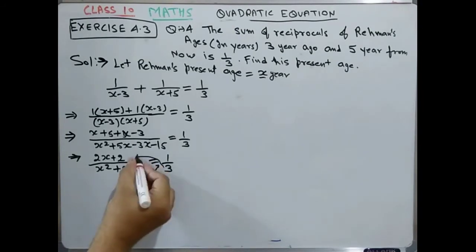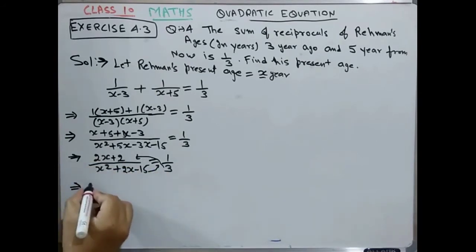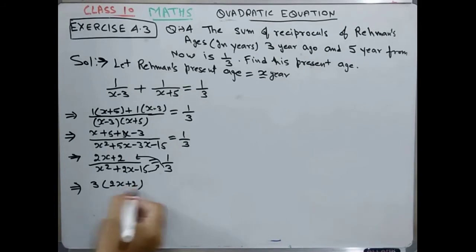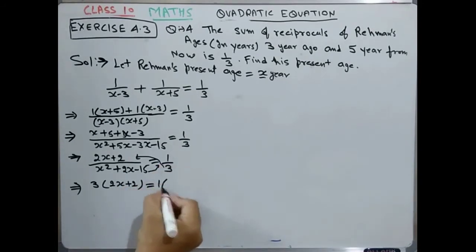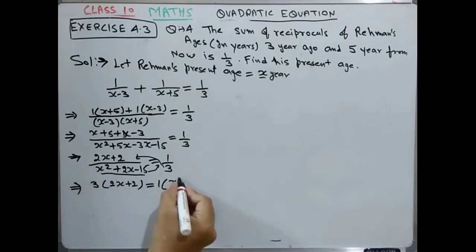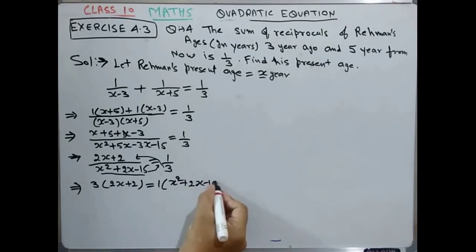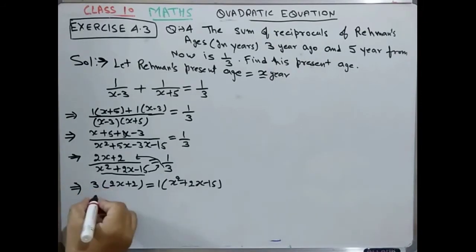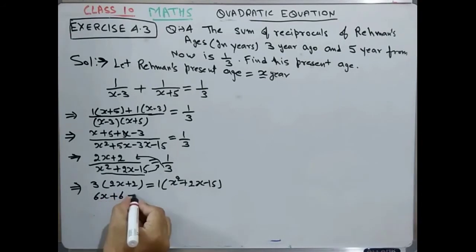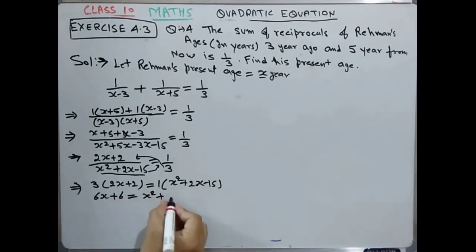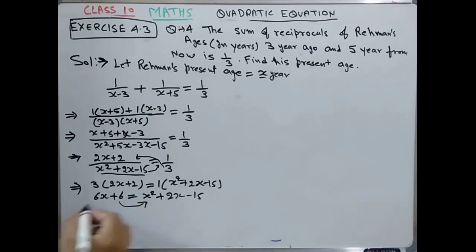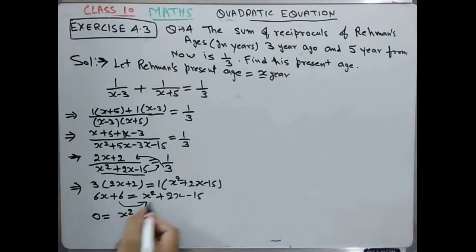So now I will cross multiply it. I will bring this 3 to this side, so it will get multiplied, it will be 3 into 2x plus 2. This will be equal to 1 multiplied by this whole term, x square plus 2x minus 15, right? So 3 into 2x is 6x, 3 into 2 is 6, equal to x square plus 2x minus 15. Now I will take all these terms to this side. So we will be left with 0 equal to x square plus 2x minus 15, then minus 6x and minus 6, right?